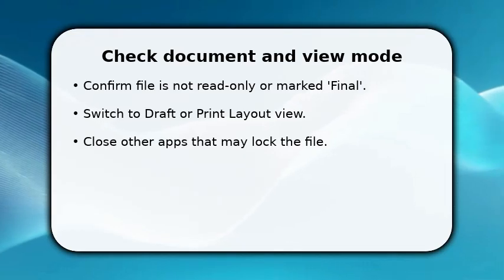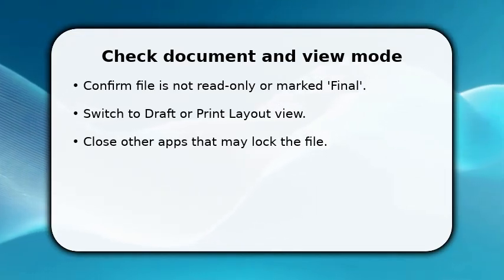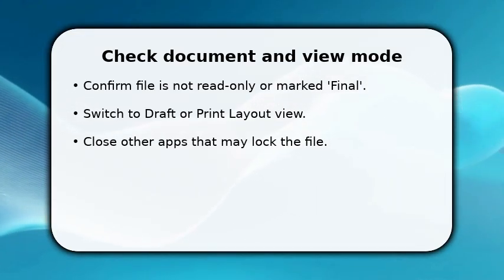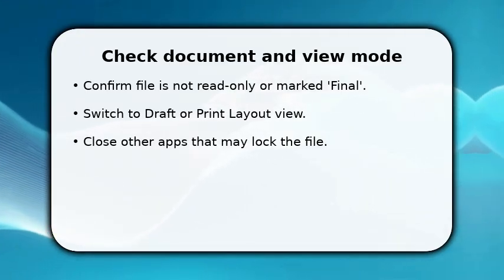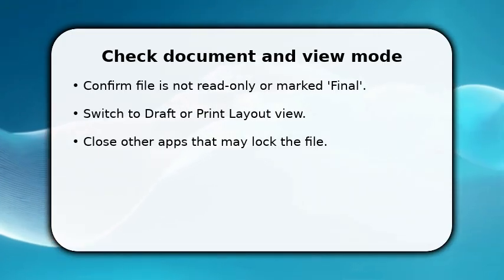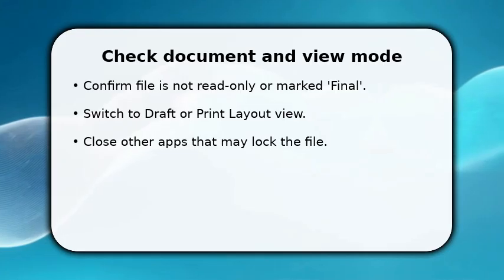You start by checking what's preventing selection. Open the document and confirm it isn't read-only or marked as final, because Word disables selection for protected or final files. Next, switch views to draft or print layout to reset display rendering. This often restores selection. Also, close other programs that might hold the file handle.